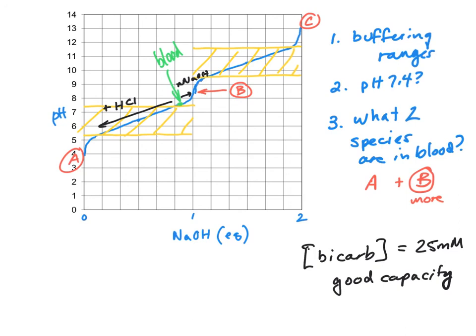The other reason it's such a good buffer for blood is a complex, strange phenomenon about the structure and reactions of carbonic acid. And I'm going to pick that up on the next page and show you something extraordinary about blood pH, and of all things, about your breathing.